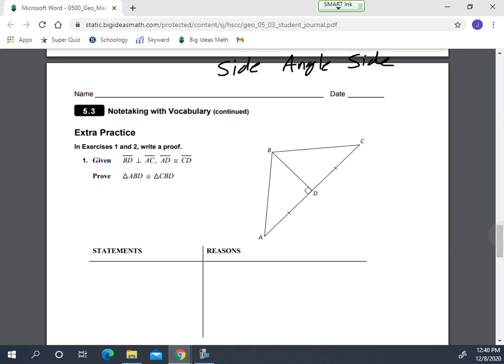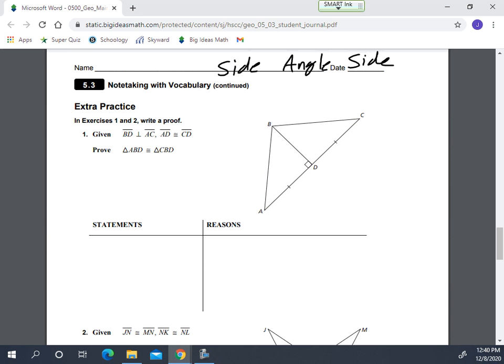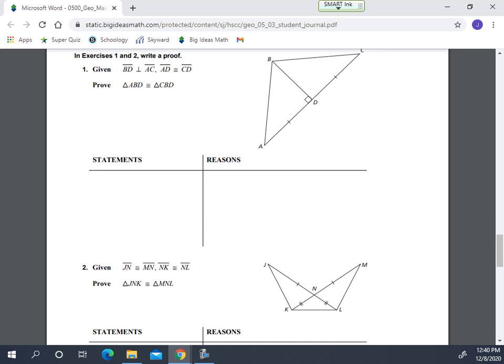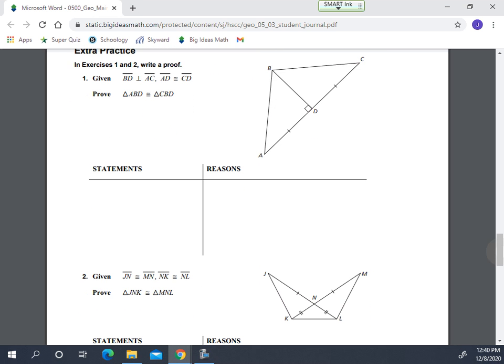Let's get into some practice here. The first practice problem is a proof. Do not let this scare you. We're totally fine. In this lesson specifically, we're trying to prove side, angle, side. Let's start with what we're given, because that's what we should start with, right?